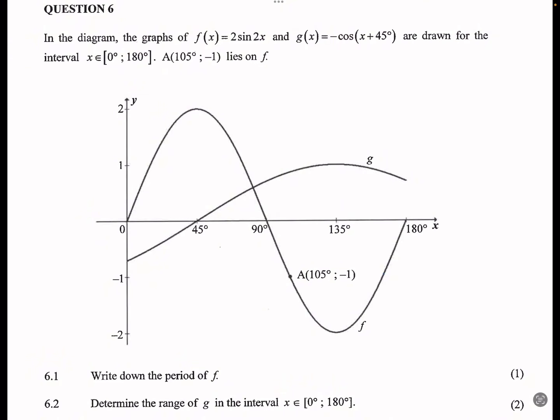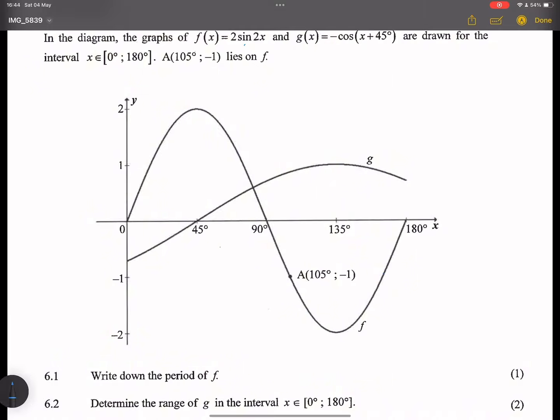Now they say write down the period of f. Now, first of all, ladies and gents, let's look at the frequency. The frequency of f is 2. So remember, we always calculate the period by simply saying the period is always 360 for a sine graph, divided by the frequency. So the frequency is 2. Therefore it means that the period is 180.